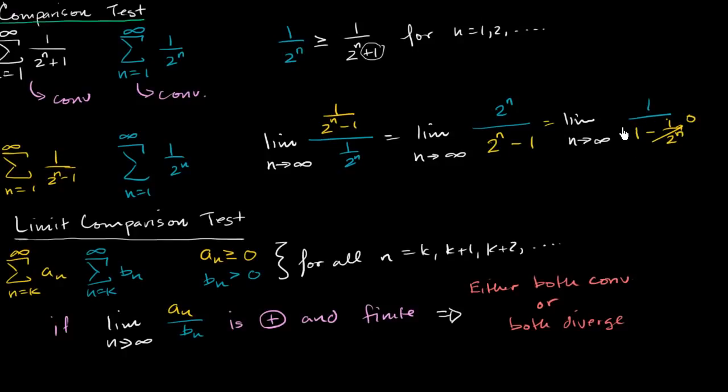The important thing is that this limit is positive and finite. The limit is 1, which is positive and finite. If this thing converges, this thing converges; if this thing diverges, this thing diverges. Well, we already know this thing converges. It's a geometric series where the common ratio is less than 1. And so therefore, this must converge as well.